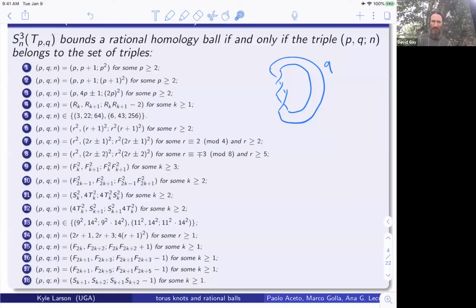So you were just saying that for some of these, at least, you know that the trace of the surgery embeds in CP2 so that the complement is the rational homology ball. Yeah. And in fact, some of these families appear in that context, right? Let me, I wrote it down so I could say that more precisely.